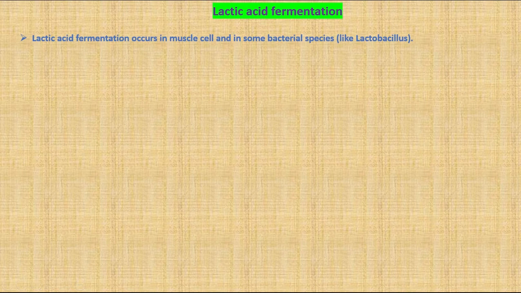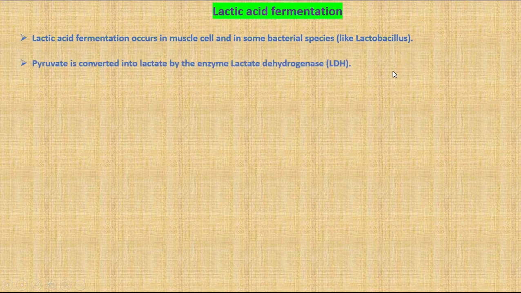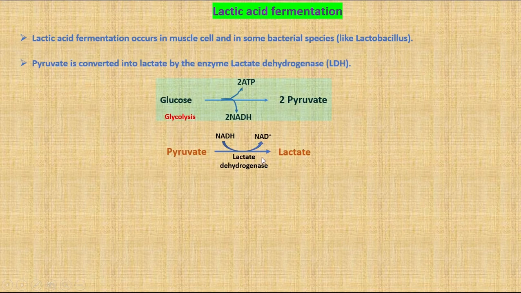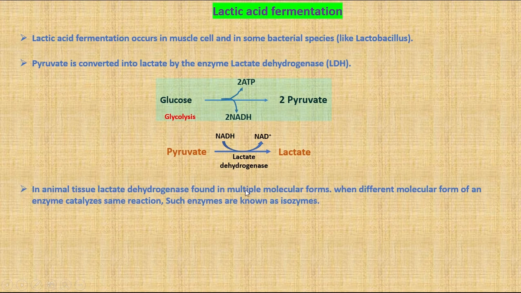Lactic acid fermentation. Lactic acid fermentation occurs in muscle cells and in some bacterial species, like Lactobacillus. Pyruvate is converted into lactate by the enzyme lactate dehydrogenase, LDH. In animal tissue, lactate dehydrogenase is found in multiple molecular forms.